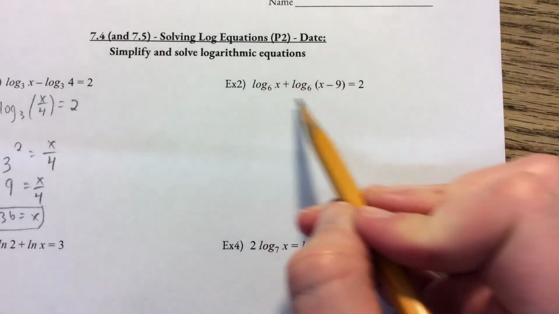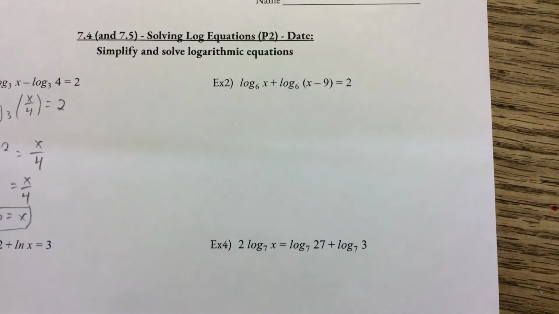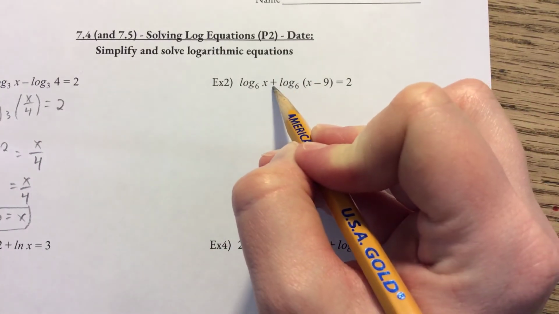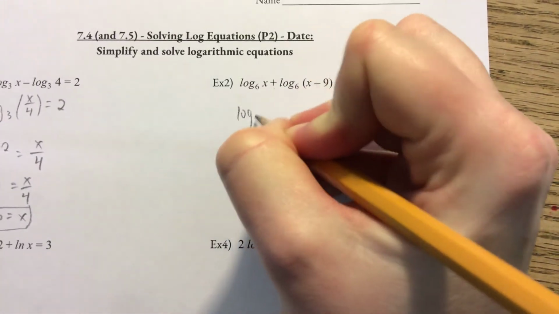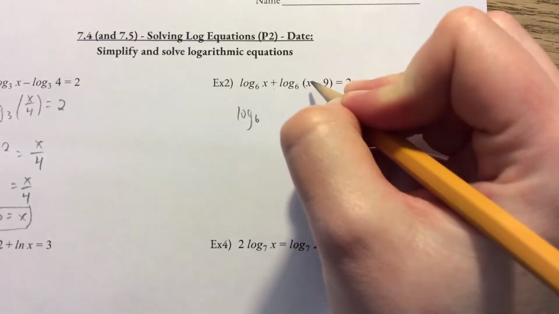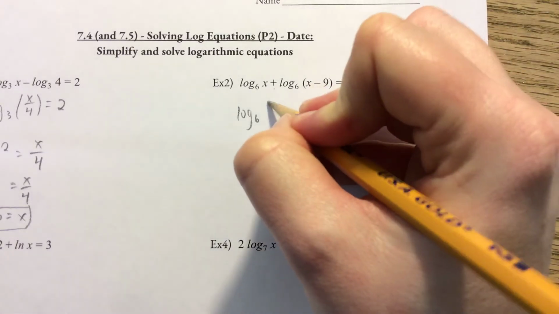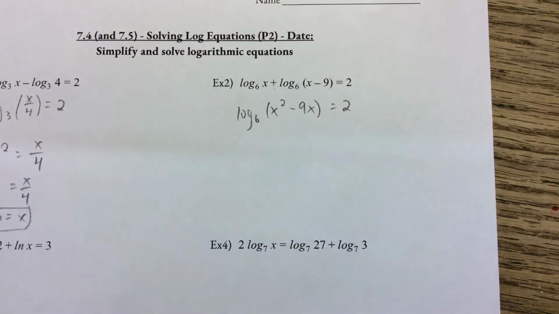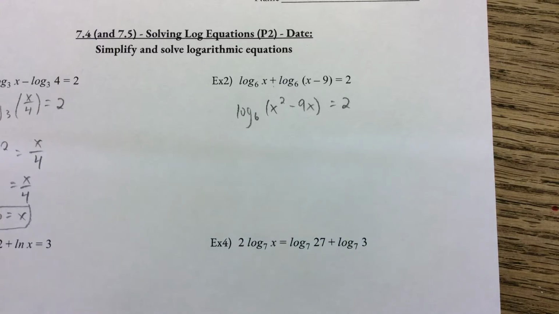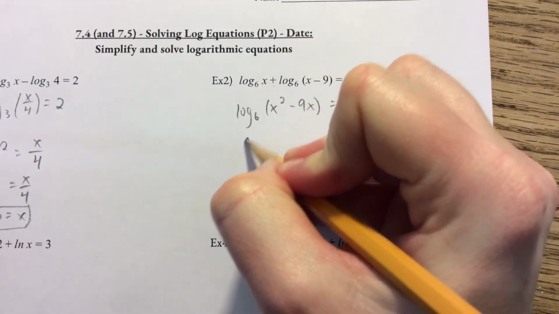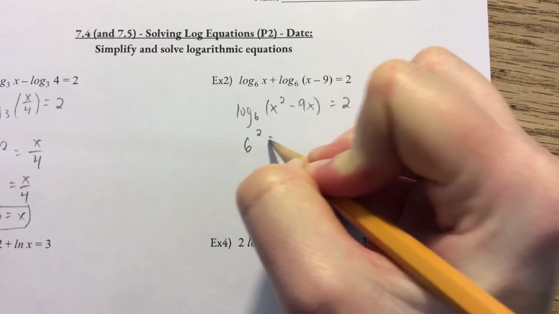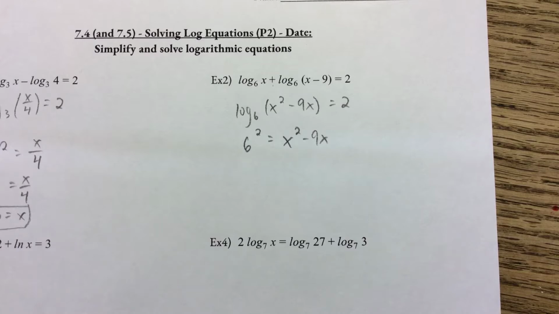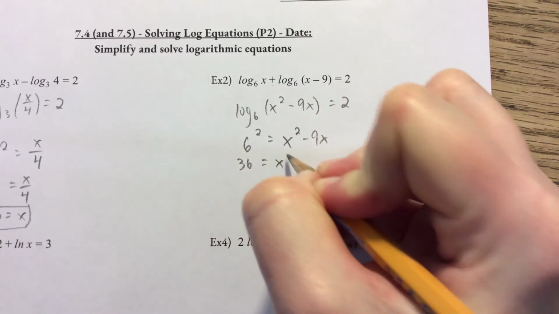Okay, similar situation going on here, so we're going to condense it into one log first. I have the same base here, and I have addition, so that means I'm going to combine them through multiplication. So log base 6, if I'm multiplying an x times an x minus 9, that's going to become x squared minus 9x equals 2. Now we will put this into an exponential function. So identify the base first. The 2 is going to come over here as the exponent, and all this stuff is going to go here. So now this is equal to 36.